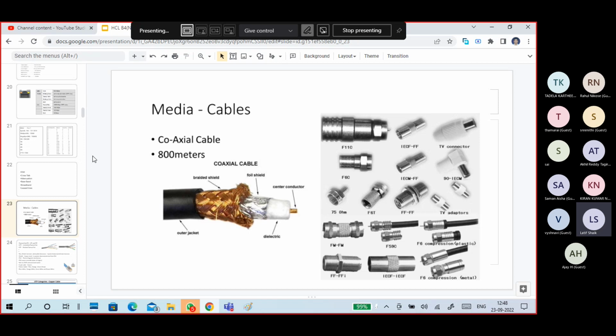It contains a single center conductor, a single copper cable. Centrally there is a single copper cable which is covered with a plastic material, and again that is covered with a mesh shield. What is the use of this mesh shield? It is also copper material only. It is to protect your signal from electromagnetic interference.